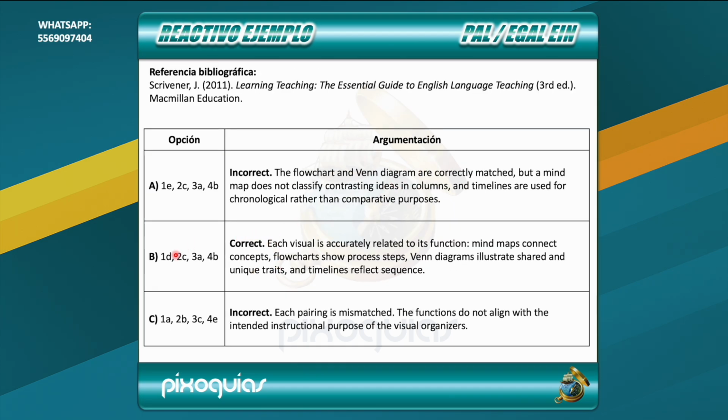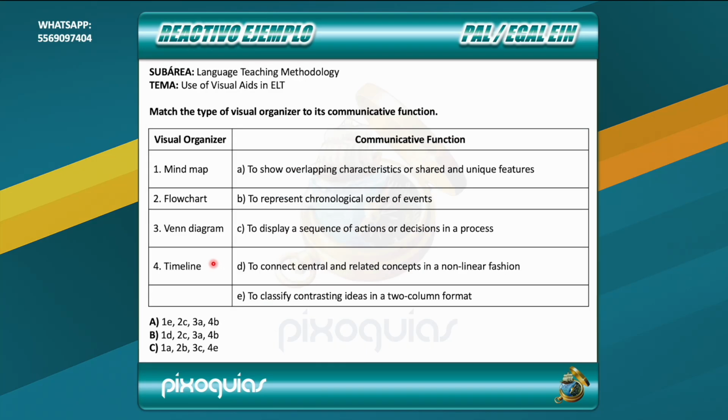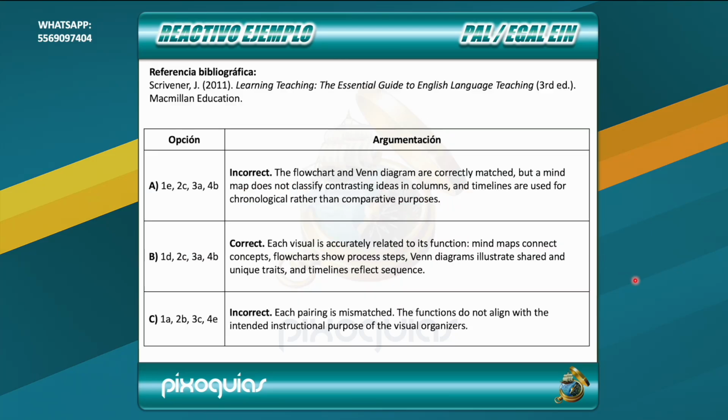We can see that the correct answer is B. Let's check it out. First, we have in the visual organizer 1 mind map that matches with D, that is, to connect central and related concepts in a non-linear fashion. 2. Flowchart with C, to display a sequence of actions or decisions in a process. 3. Venn diagram with A, to show overlapping characteristics or shared and unique features. And finally, 4. Timeline with B, to represent chronological order of events.